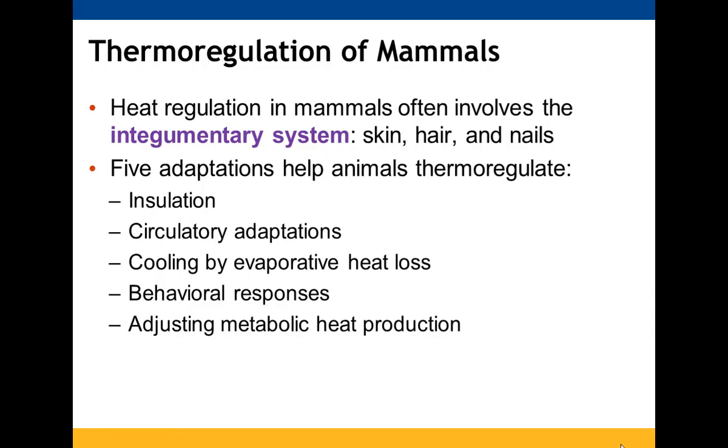How we're able to regulate heat in mammals is through your integumentary system, your skin, your hair, and your nails. Insulation through the skin, circulatory adaptations. We're going to spend some time with that with vasoconstriction, vasodilation, cooling by evaporative heat loss. That would be either through sweating or by taking a cold shower and allowing that heat to transfer to the colder water. Then behavioral responses, and adjusting the heat production metabolically speaking.